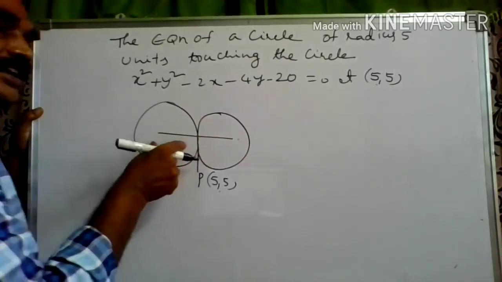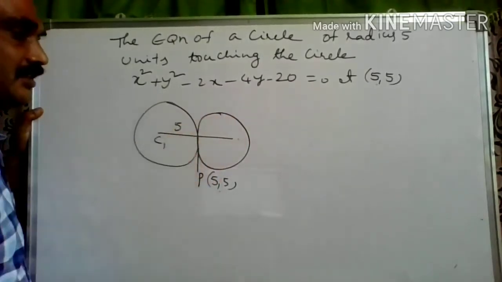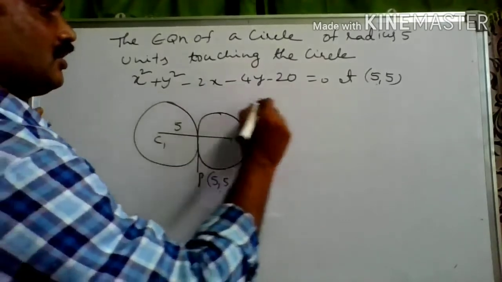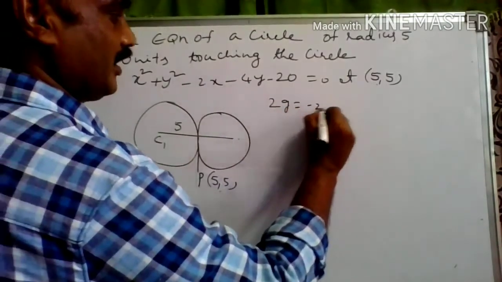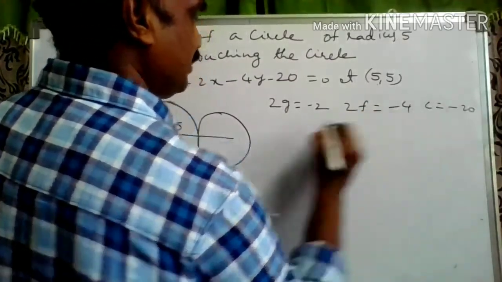So calculate circle 1. This is C1. Here radius is 5. What is the center of the second circle and radius? Here 2g is equal to minus 2, 2f is equal to minus 4, c is equal to minus 20.